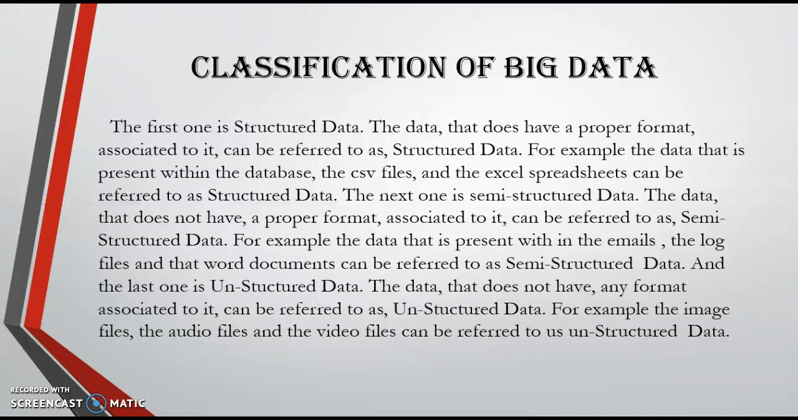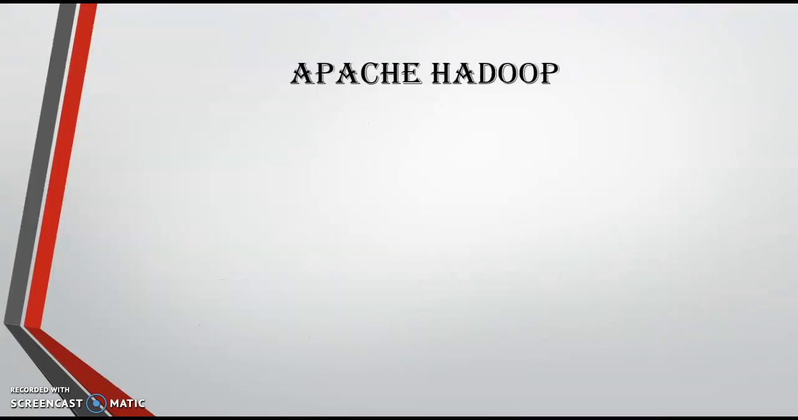The next one is semi-structured data. Data that does not have a proper format associated with it can be referred to as semi-structured data. For example, the data that is present within emails, log files and Word documents can be referred to as semi-structured data. And the last one is unstructured data. Data that does not have any format associated with it can be referred to as unstructured data. For example, image files, audio files and video files can be referred to as unstructured data.